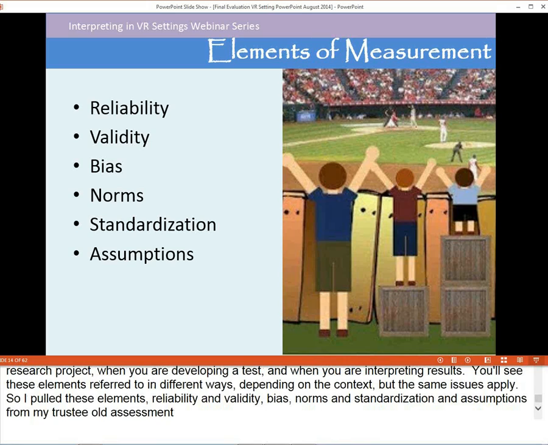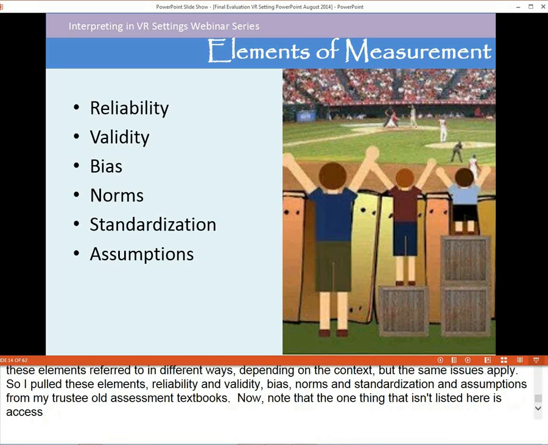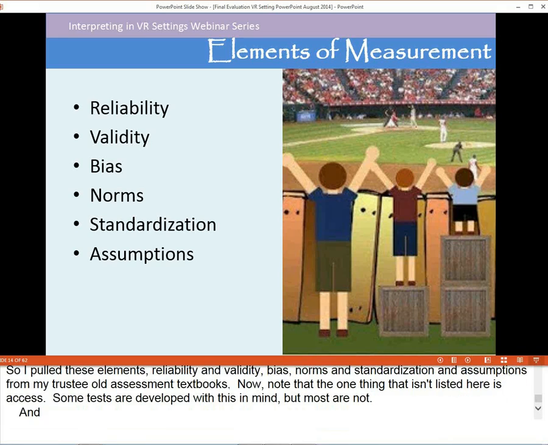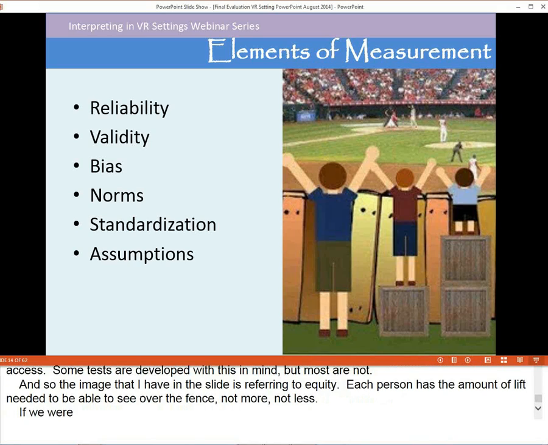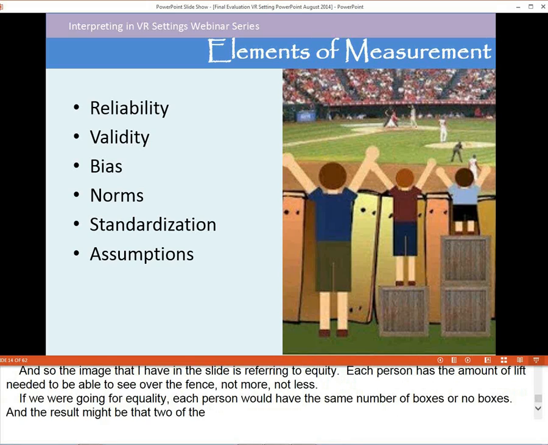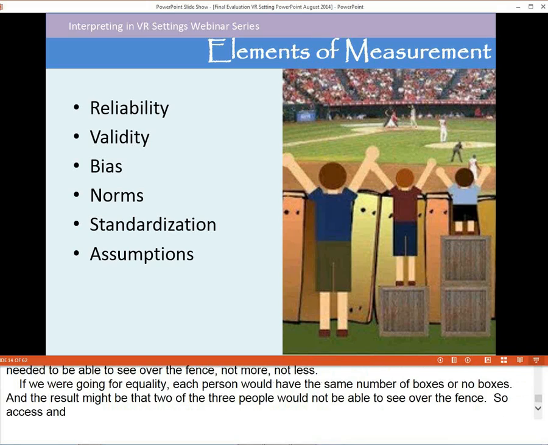Now, note that the one thing that isn't listed here is access. Some tests are developed with this in mind, but most are not. And so the image that I have in the slide is referring to equity. Each person has the amount of lift needed to be able to see over the fence, not more, not less. If we were going for equality, each person would have the same number of boxes or no boxes. And the result might be that 2 of the 3 people would not be able to see over the fence. So access and equity are not always easy to achieve.